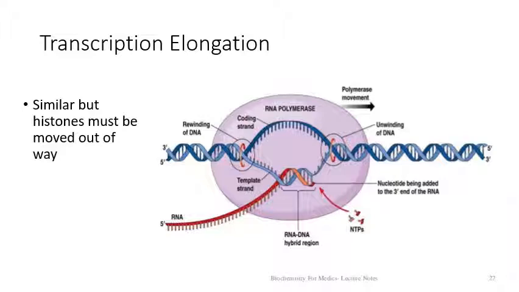Transcription initiation ends when the RNA polymerase lets go of the transcription factors, and at that point, transcription elongation begins. Transcription elongation is basically the same in bacteria and in eukaryotes. The only difference is that in eukaryotes, the DNA is actually wrapped around histone proteins, and you have to move the histones out of the way. Other than that, it's just the same.